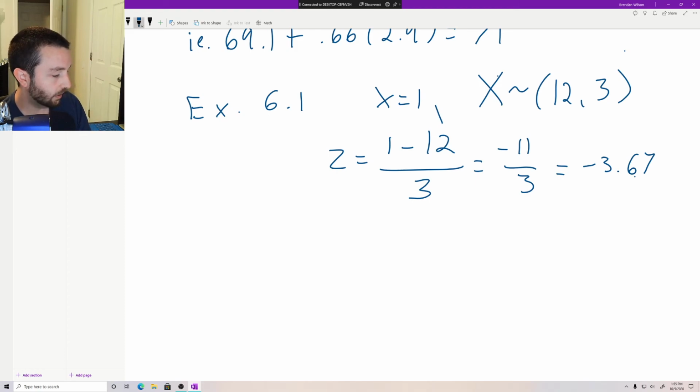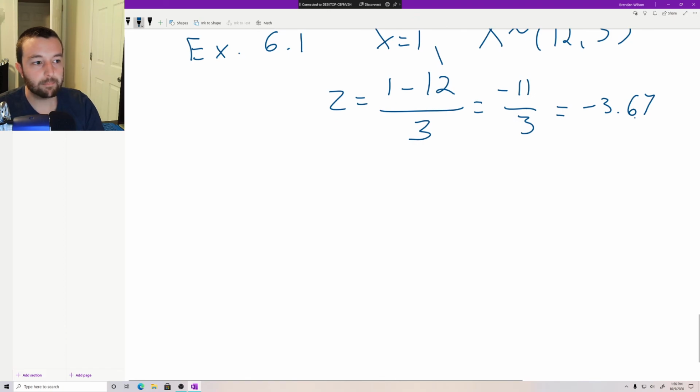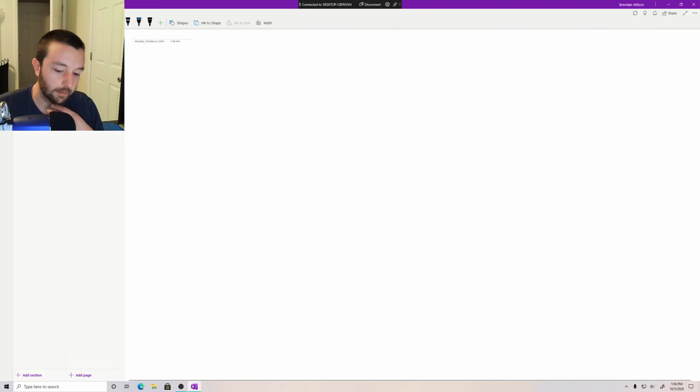So that's the end of 6.1. The next thing we're not going to talk about a lot, because the most important thing for us is going to be the z-scores and calculating the z-scores, so doing this. But the next thing, here I'll add a page for it in 6.2.